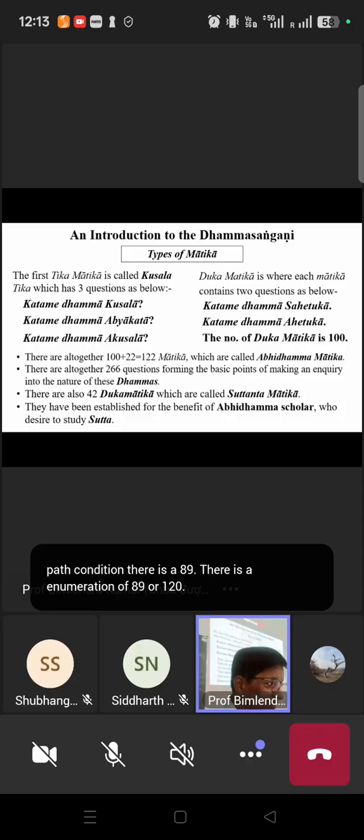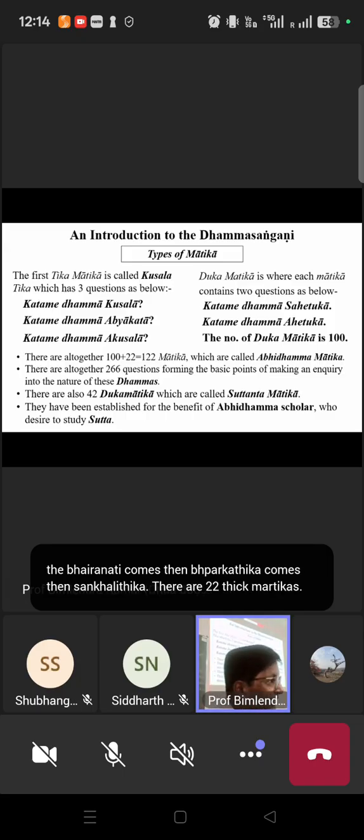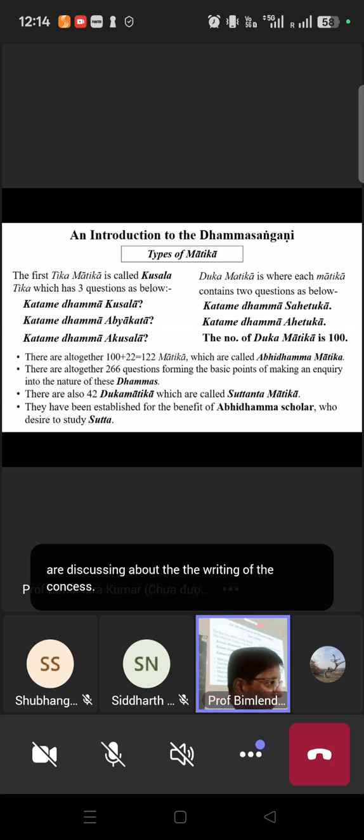So in the Chittuppada there is an enumeration of 89 or 121 types of consciousness on the basis of 22 Tikamatikas. We are discussing only Kusala. After Kusala, the Vedana comes, then Vipakatika, then Sankilitthatika. There are 22 Tikamatikas which are displayed. So in the Chittuppadakanda, if you see, there are more than 50 pages discussing the arising of the consciousness, discussing the Citta and Cetasika, that is the consciousness and the psychic factors.